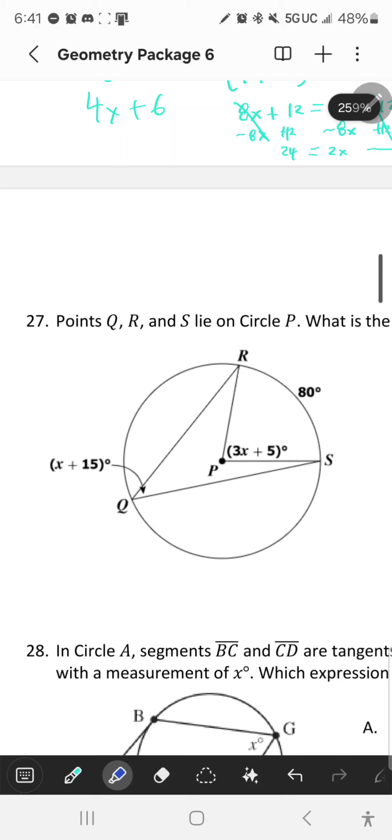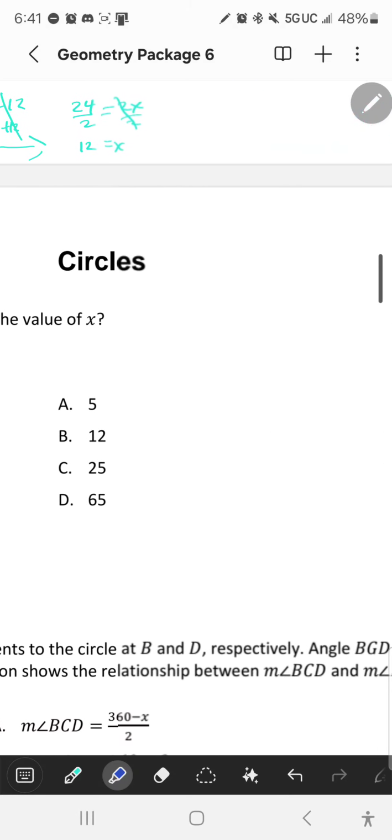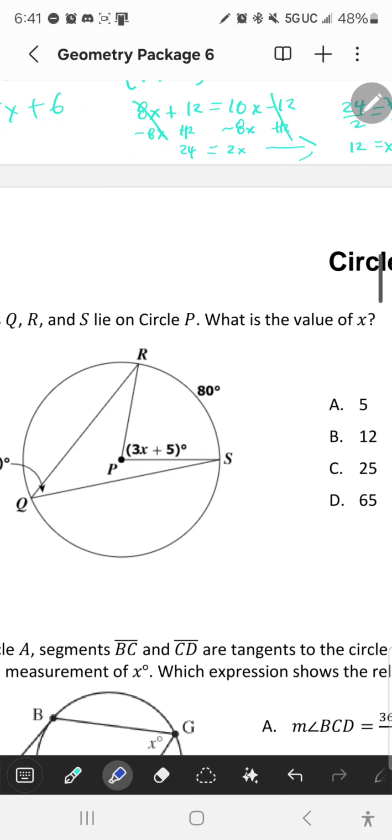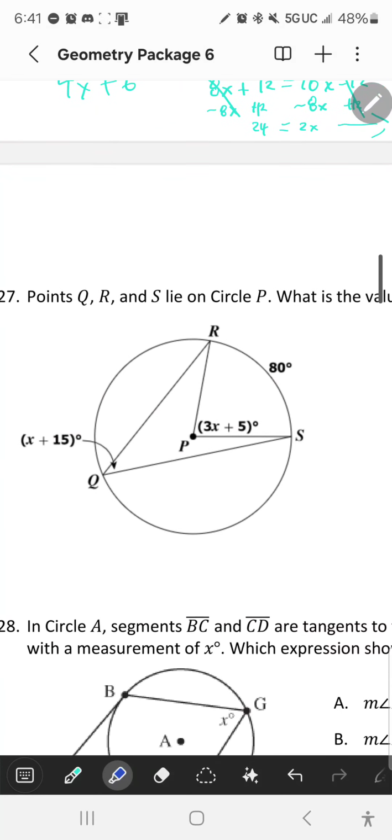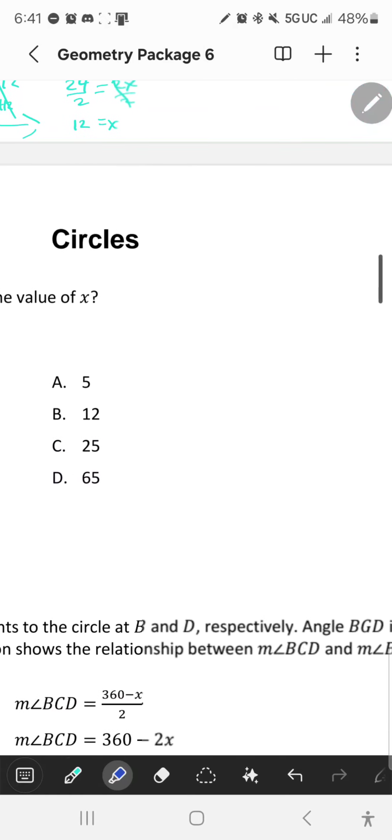Now let's continue. So 27. Points P, Q, R, and S lie on circle P. What is the value of X? So this is basically the same.